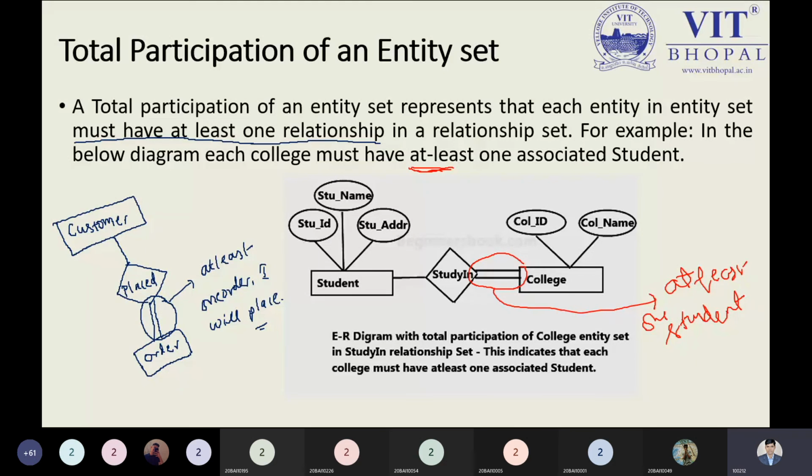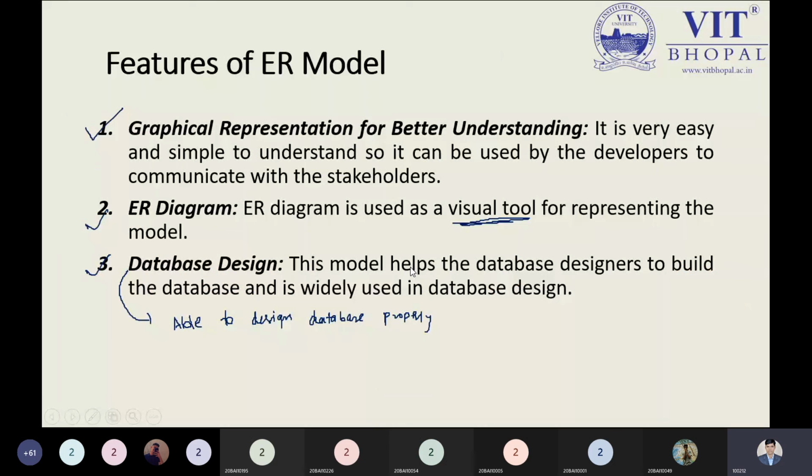So, in a short way, I can tell the advantages part and disadvantages part. So, what are the features of the ER model? I will take hardly 2 minutes more. So, just give me 2 minutes more. Just describe what we have discussed so far.